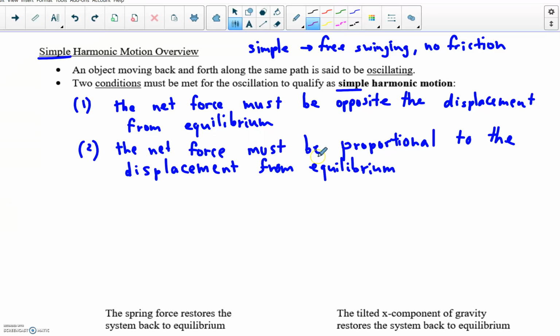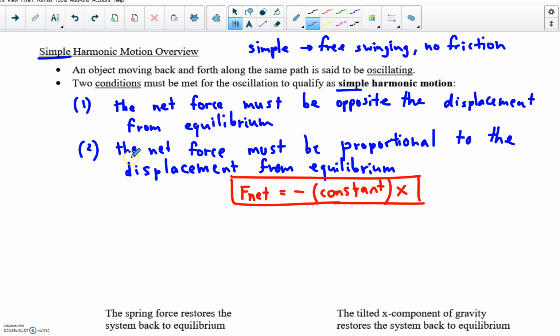We can summarize both of these in a wonderful equation. The equation says the net force has to be negative a constant times x, the displacement from equilibrium. Because this shows a direct proportionality, that's condition 2, and it also shows the negative sign, which is condition 1, that they're in opposite directions.